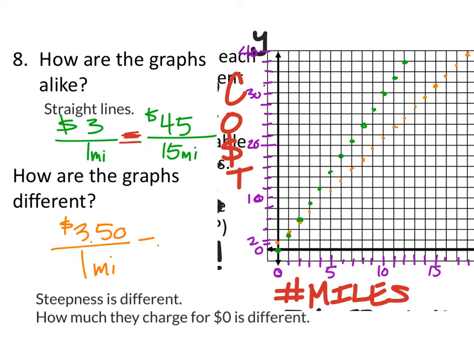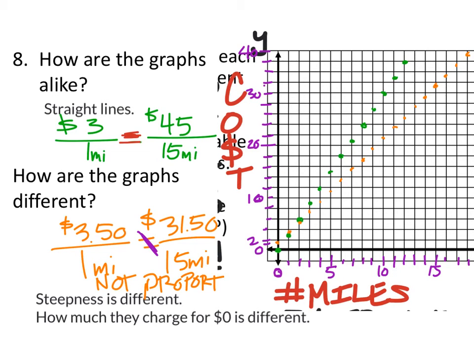For 1 mile. But then when we looked at the 15 miles, it was showing us $31.50. Well, are these two fractions equal? If you put them in the calculator, they're going to give you different decimals. So these are not equal, which makes it not proportional. So the orange one for Eureka, I believe it was, is not proportional. Now, that's how you tell with the pure math.